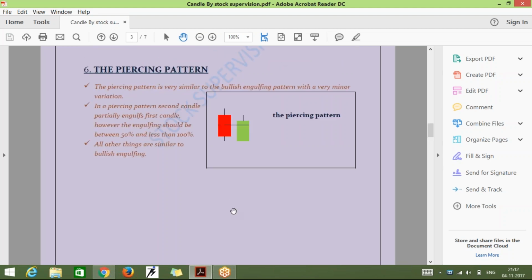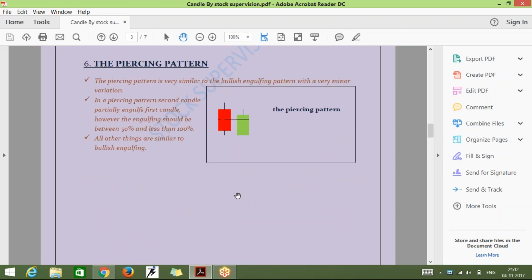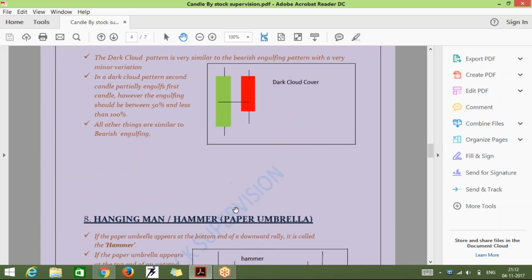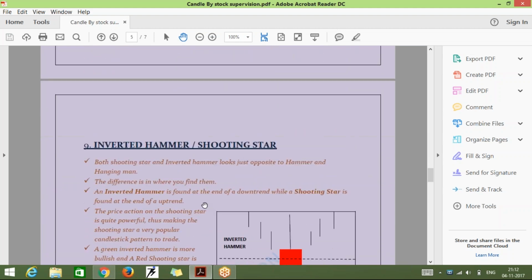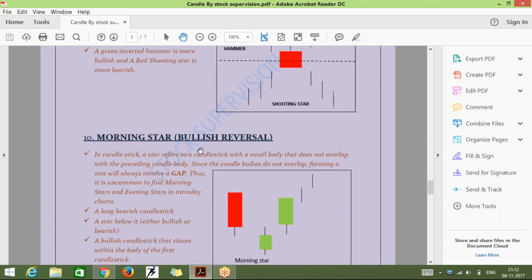Then coming to the piercing pattern. Piercing pattern is actually not that effective. Dark cloud cover, and I went up just to say that please do not confuse all this with this. Again, a star is used, but please forget all these things. These are different types of patterns, and this is a three-candlestick pattern, multiple candlestick patterns. Morning star is again a bullish reversal. In candlestick, a star refers to a candlestick with a small body that does not overlap with the preceding candle body.